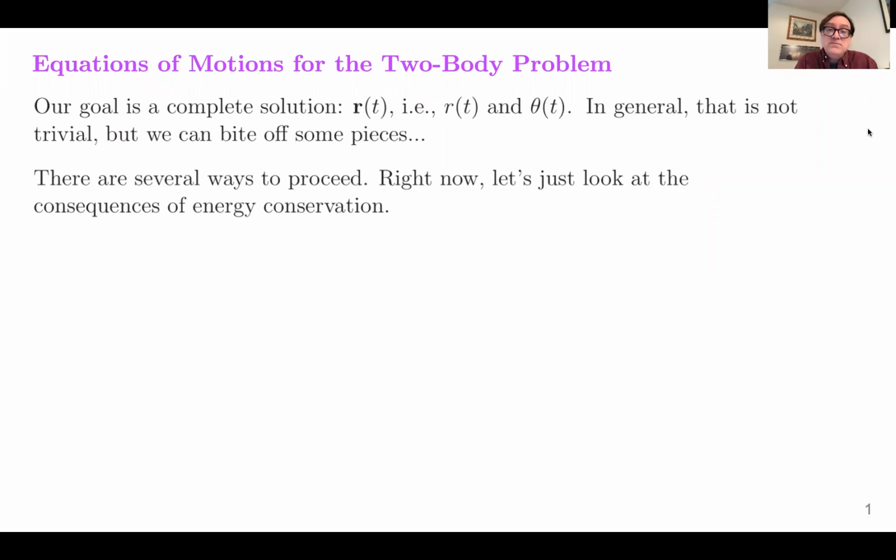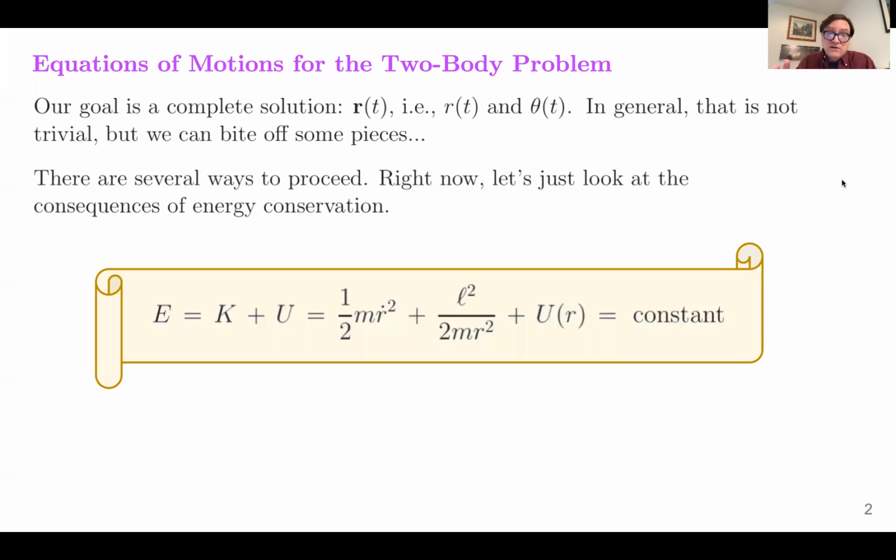And we sort of bit off part of the problem by looking at the Euler-Lagrange equation in the theta coordinate in the plane in which the particles move. That gave us angular momentum conservation and Kepler's second law. Now we can do the rest of it. So we looked at angular momentum conservation. Why not look at energy conservation? That ends up giving us a nice differential equation.